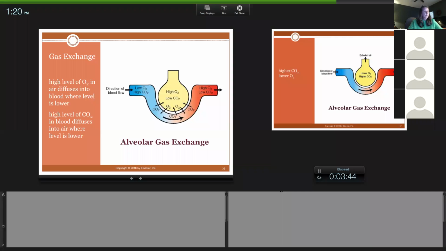So now when the blood goes past, you can see how when the capillary leaves the alveolus, it is now high in oxygen but low in CO2 because it gave its carbon dioxide to the alveolus. So all they've done is switch spots.